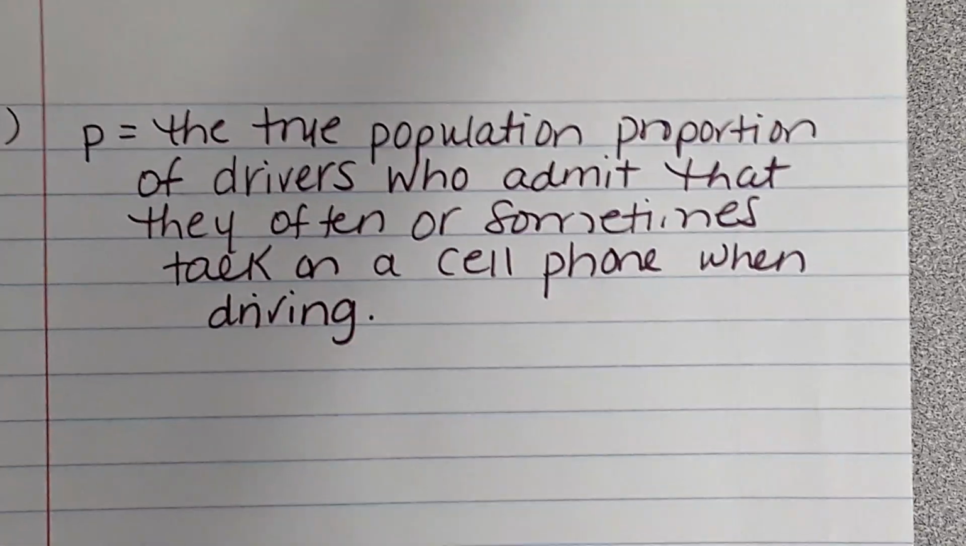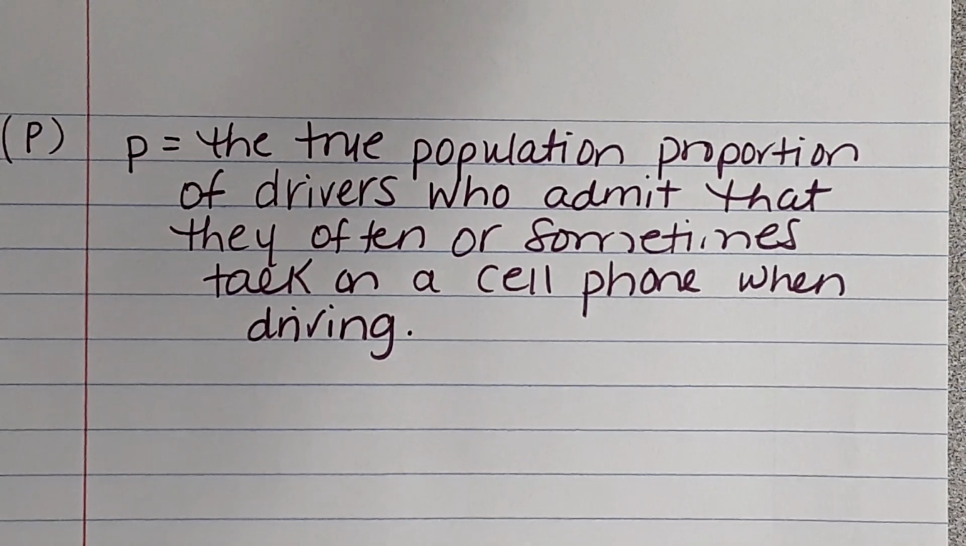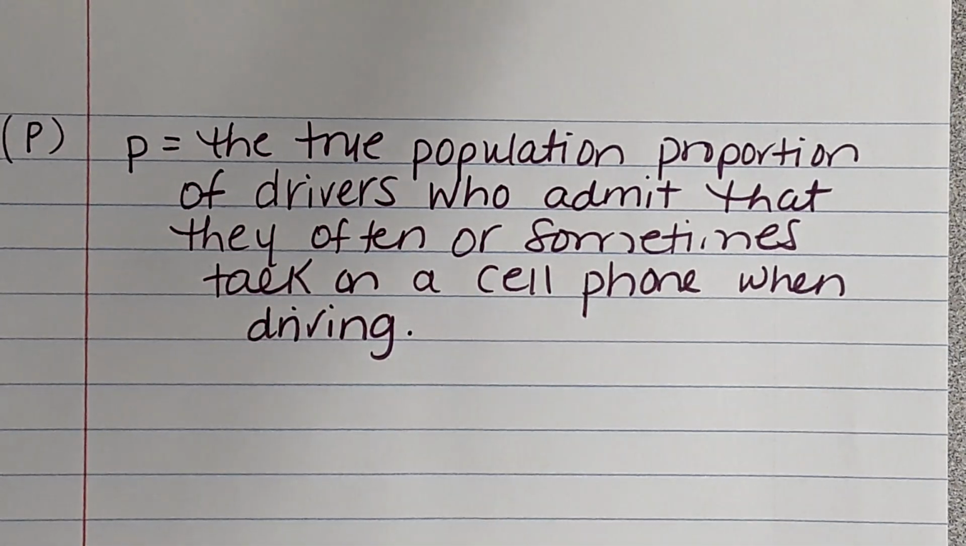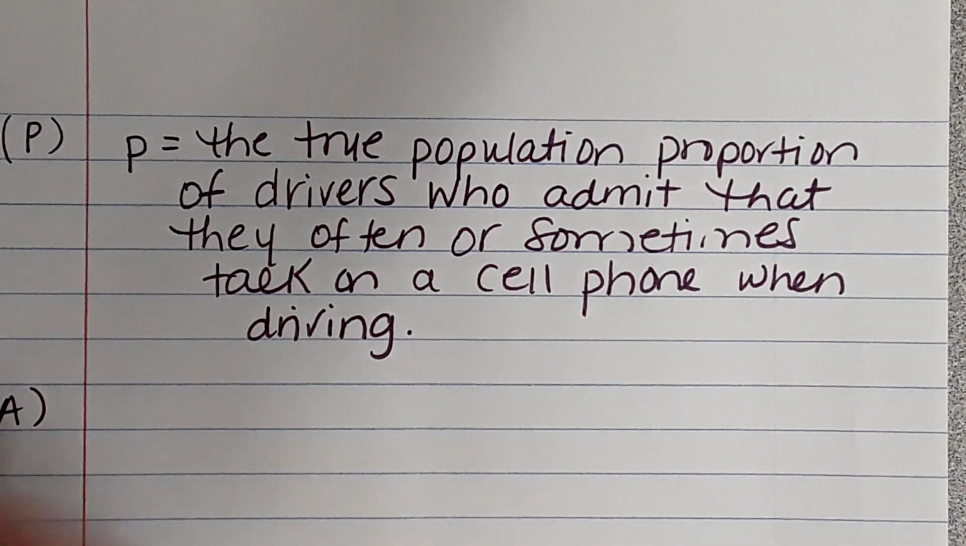Okay, so we are working on our proportions worksheet. I'll put the answers for number 1 back up, but we're working on number 2. So we're doing a PANIC. PANIC means parameter, assumptions, name the test, the interval, and then the conclusion. So now it's our assumptions, our conditions.